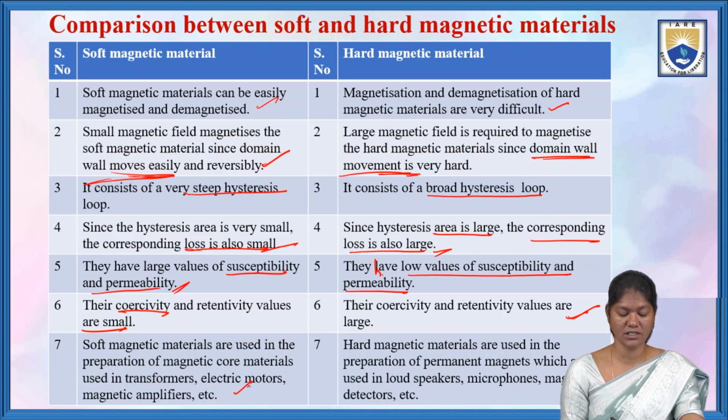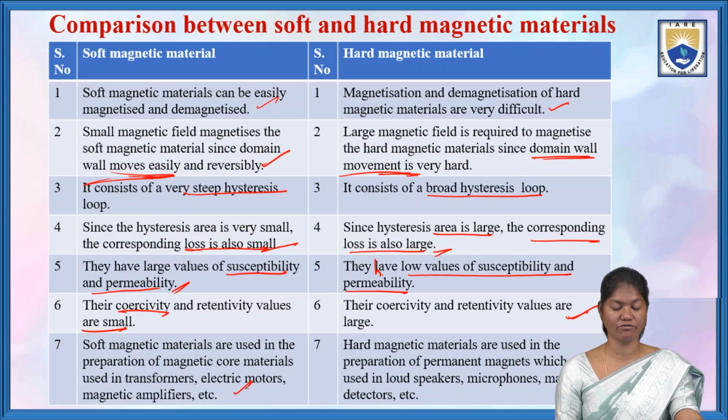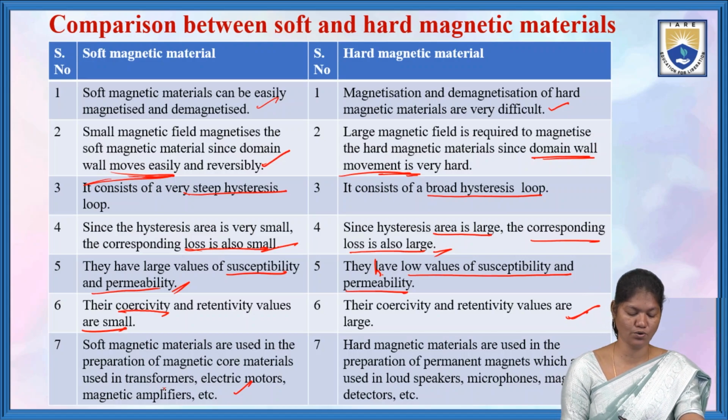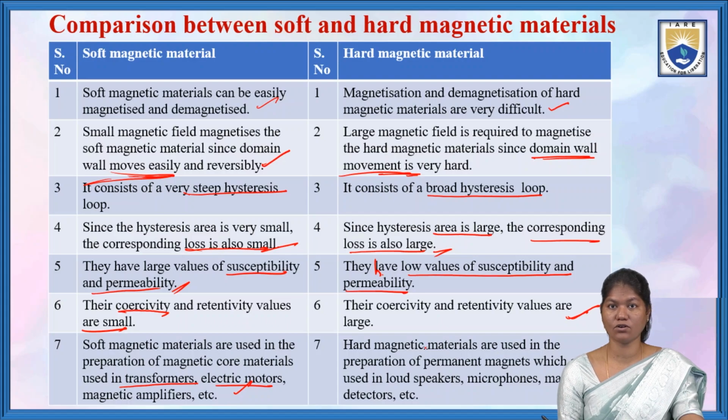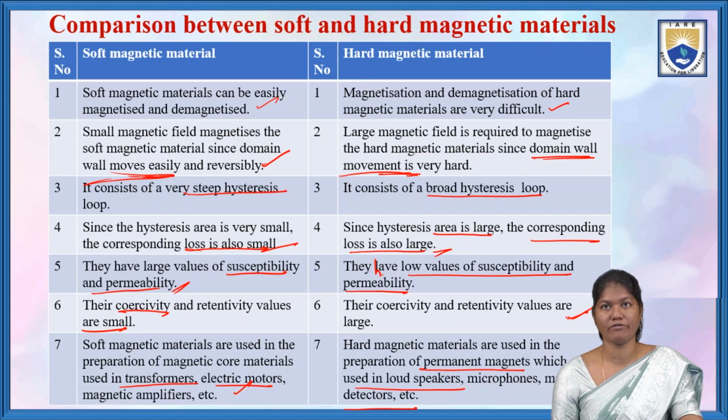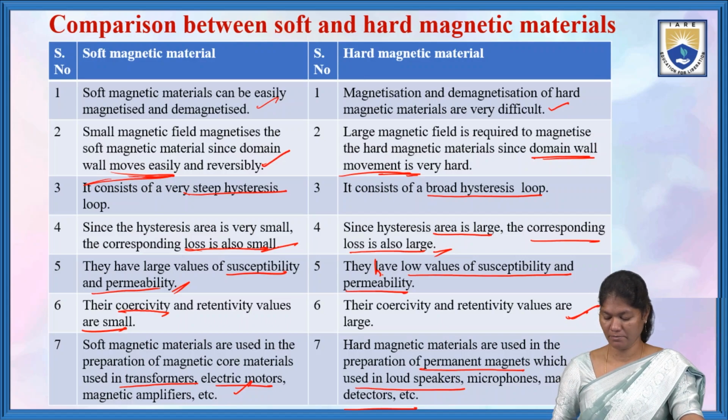Soft magnetic materials are used in the preparation of magnetic core materials used in transformers, electric motors, and magnetic amplifiers, etc. Hard magnetic materials are used in the preparation of permanent magnets, which are used in loudspeakers, microphones, magnetic detectors, etc. So this is the comparison between the soft and hard magnetic materials.